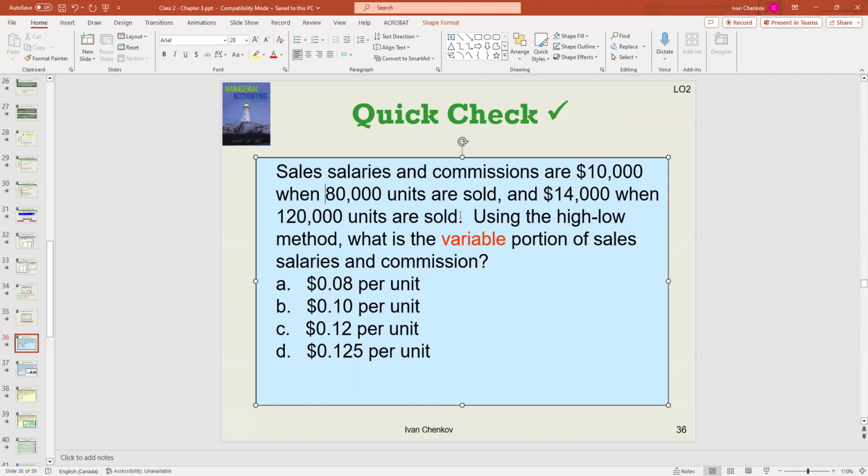That's the high and low. First, we're going to get the cost associated with the high level, 14,000, minus the cost of the lower point, 10,000. Difference is 4,000, correct? 4,000 will be our numerator. Denominator, 120,000 minus 80,000, and we get 40,000 as a denominator. 4,000 divided by 40,000 should give us the answer, correct?